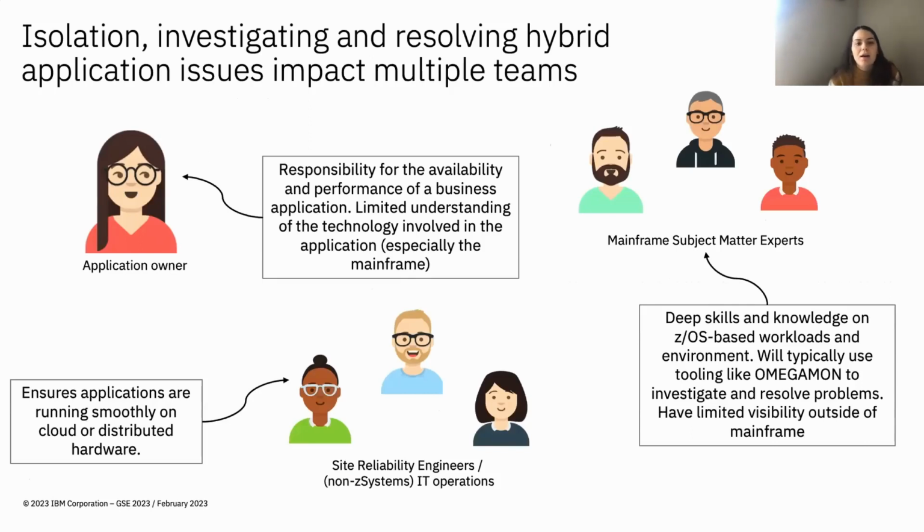So when you look at observability across an application, it can impact multiple teams. As you can see, you have the application owner, the SREs, and the mainframe SMEs. Each of them has a different responsibility when it comes to maintaining the health and the full observability of an application, but they do not cross over into each other's areas. So these three personas, while they all work together under the same umbrella, have different responsibilities and different capabilities in terms of their knowledge.